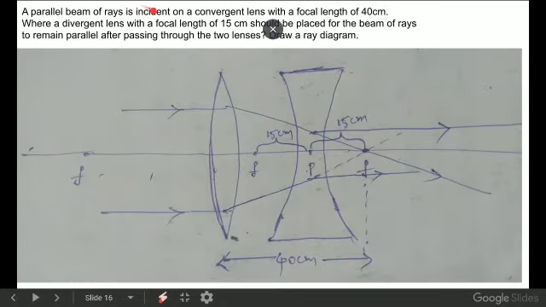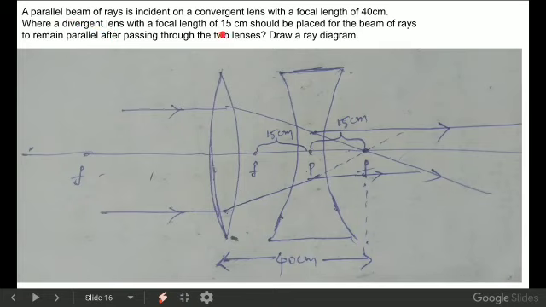Next, a parallel beam of rays is incident on a convergent lens with a focal length of 40 centimeters. This is a convergent lens with a focal length of 40 centimeters, so the distance from the optic center to its focus is 40 centimeters.